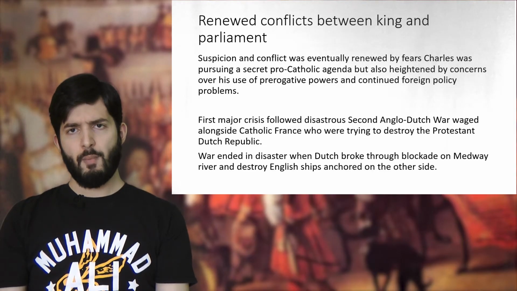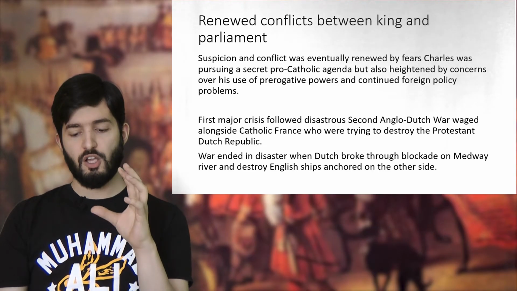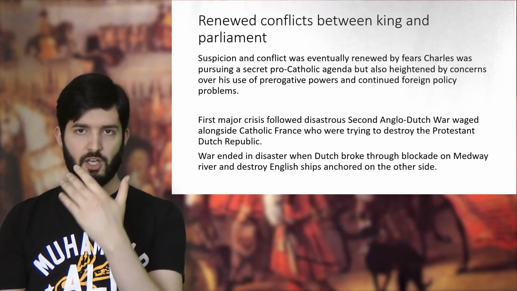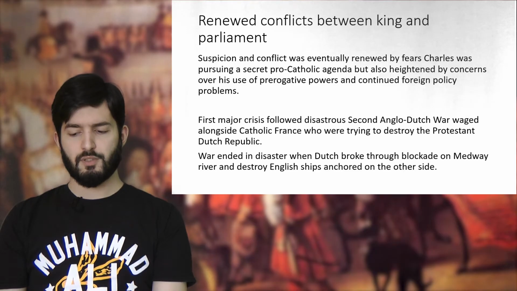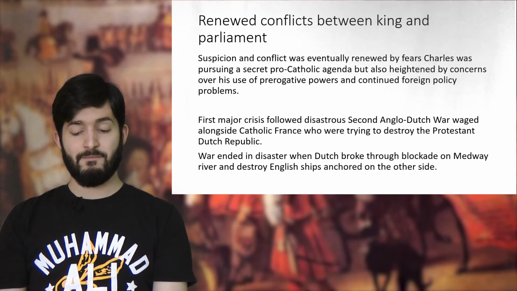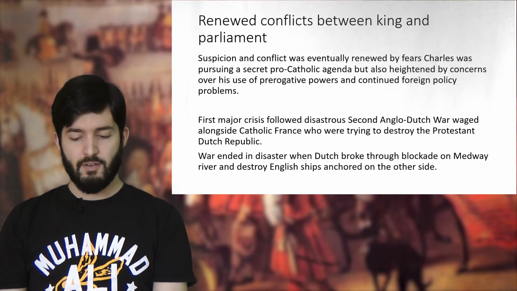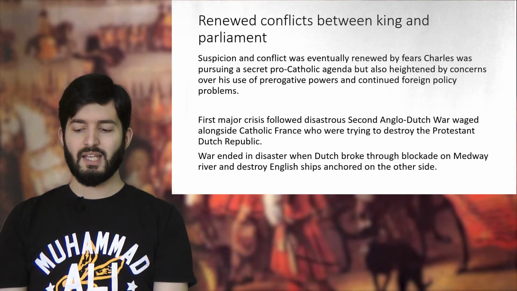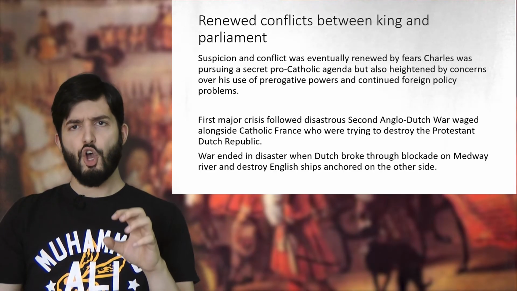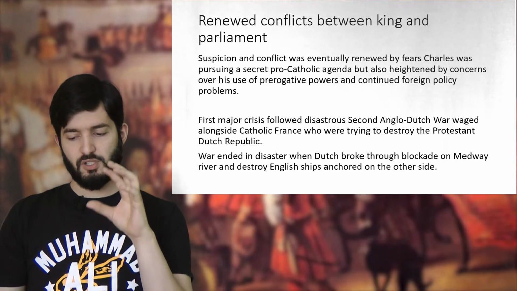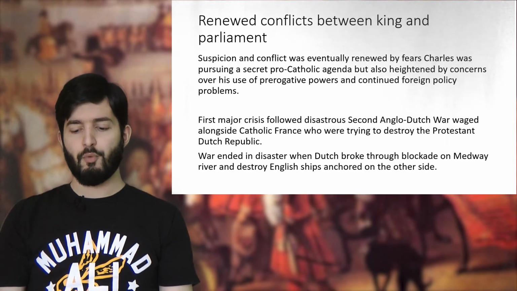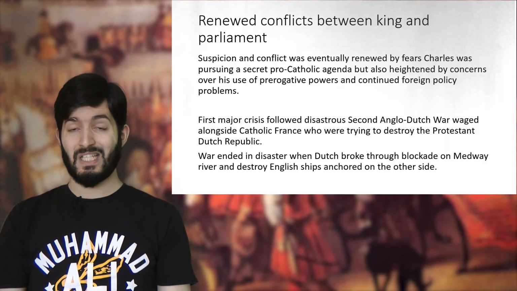These fears, though, also become heightened by concerns over his use of his prerogative powers, and also mounting or continuing issues, again much like his father, of foreign policy problems. So the first major crisis comes, and I believe it's 1665, following the disastrous Second Anglo-Dutch War, which is waged alongside Catholic France, who were themselves trying to destroy the Protestant Dutch Republic. Which in and of itself caused some suspicion, but more importantly, the war itself ends in disaster.